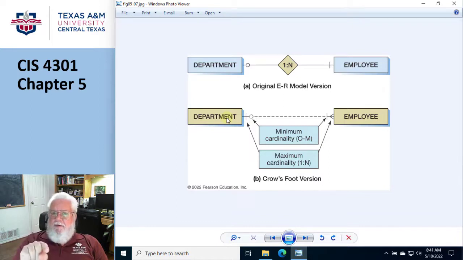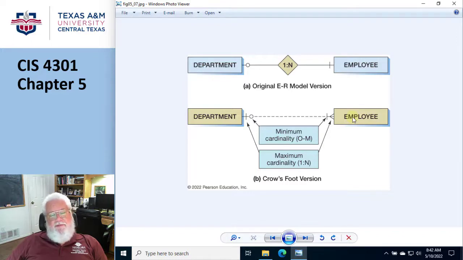To read this, you have to read it from left to right or right to left, depending on what you're trying to do. So a department must have at least one employee. So when you're reading it from the left to the right, I'm using the right one's minimum cardinality. An employee may be assigned to a department. So I'm reading it, in this case, right to left, so the left one is the one that I'm looking at. Okay.